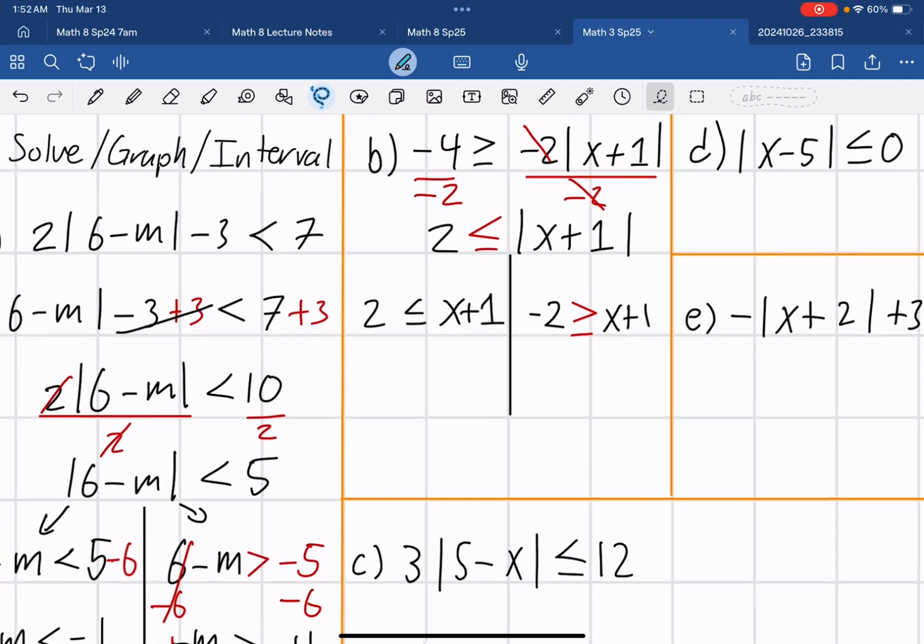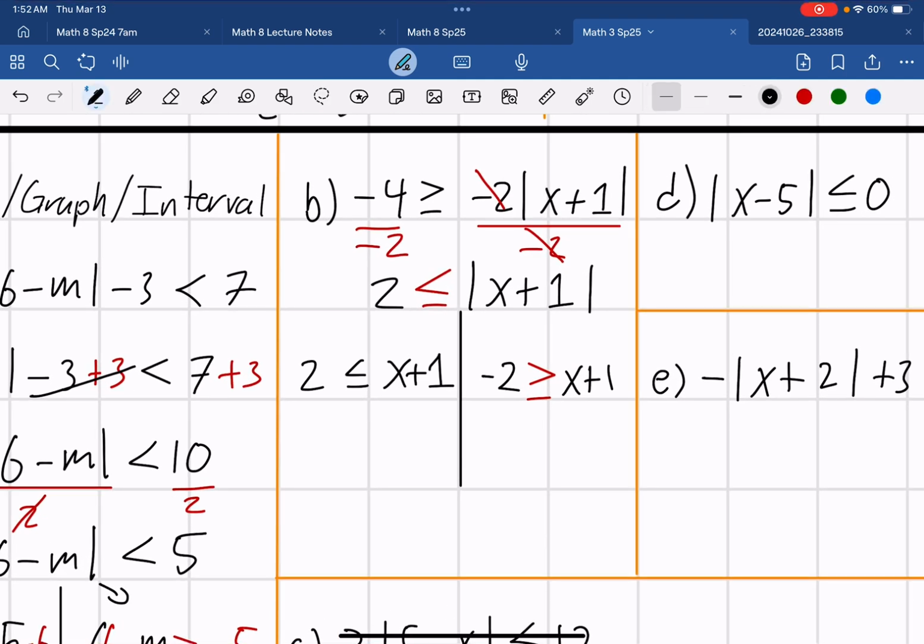Now on the left hand side, all I need to do is simplify, isolate my variable, subtract by 1. The 1 cancels, and I'm left with 1 is smaller than or equal to x. And same thing on the right, subtract by 1. That's canceled on the right. That leaves me with -3 has to be bigger than or equal to x.